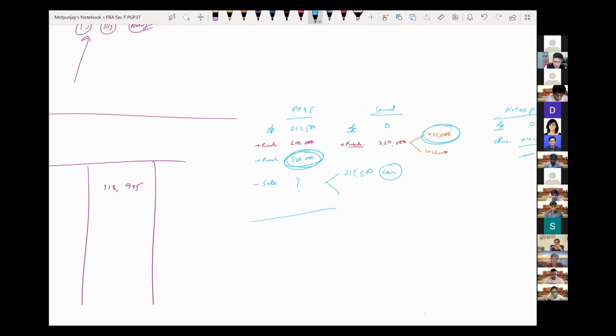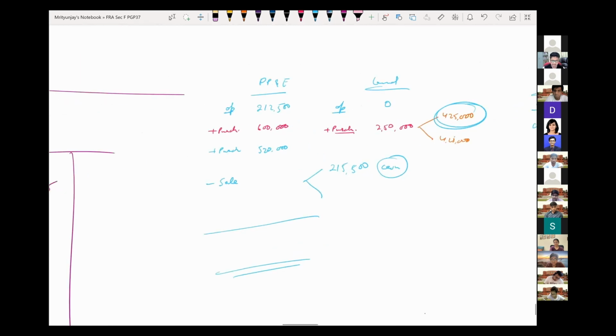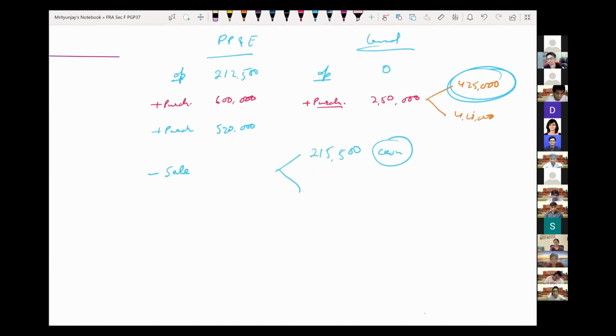We need to find out that if there is some missing information. So for that, we need to find some other number. Can I subtract 215,500 here? Can I do that? No, sir. We'll have to subtract the gain. We have to subtract what? Gain from the sell. Gain. Okay. So is there any gain on this disposal? Let's figure it out.